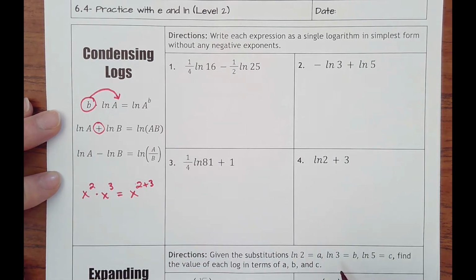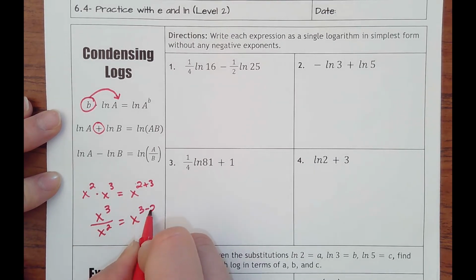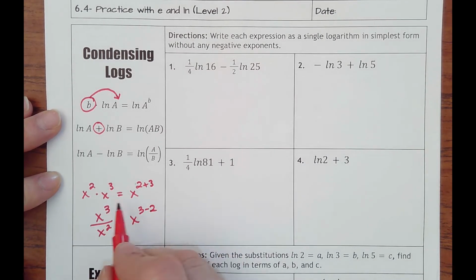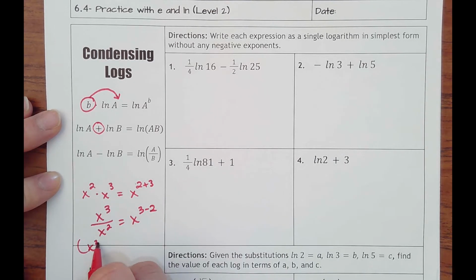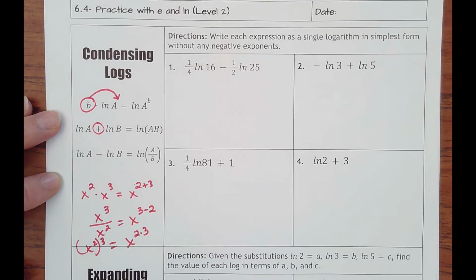This would be x to the fifth. If we had division of exponents, we really subtract the powers. So division, subtraction, multiplication, addition, and then our power rule states that we multiply the powers. So an exponent and multiplication go together.